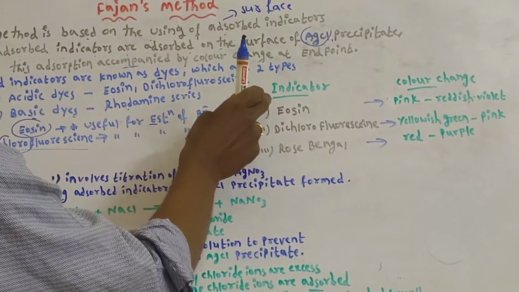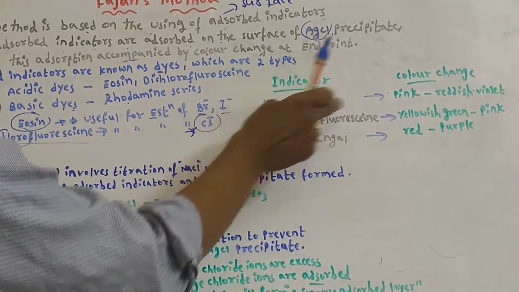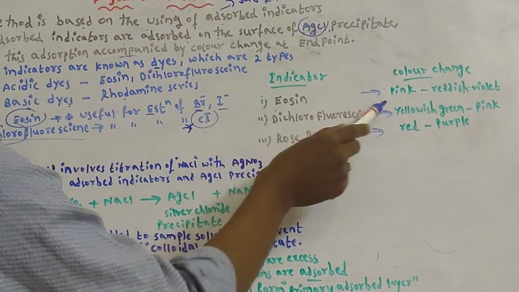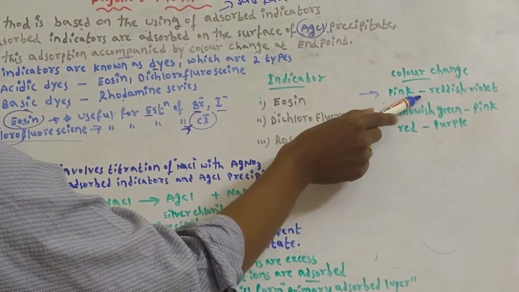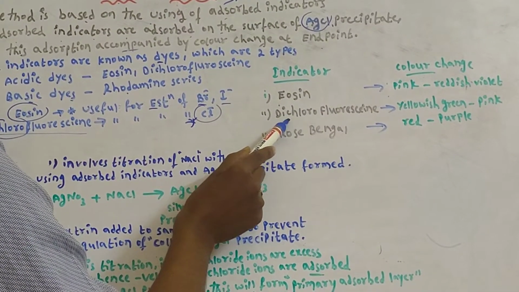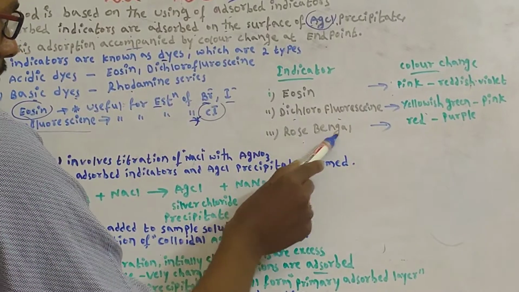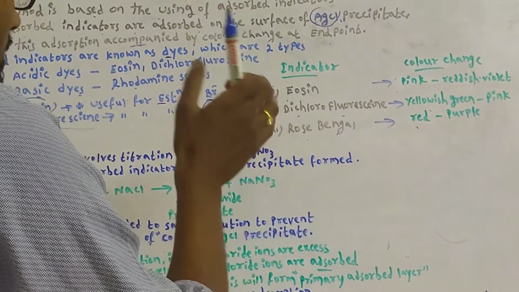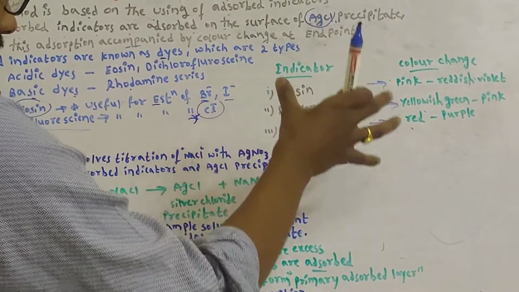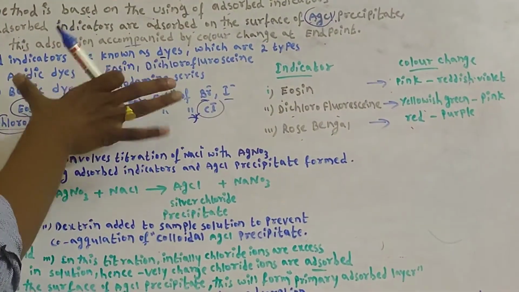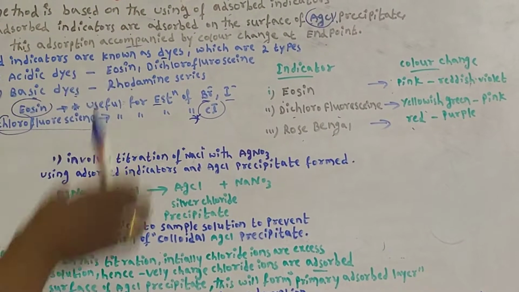Here I have given the list of adsorption indicators and their color changes. You can see the first one, eosin, with a color change from pink to reddish violet. The second, dichlorofluorescein, changes from yellowish green to pink, and rose bengal changes from red to purple. These are the adsorption indicators and their respective color changes.